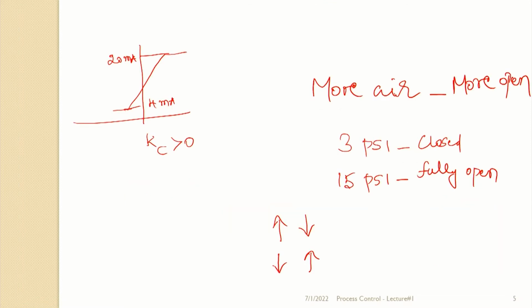Similarly, you just think about the other case. Suppose the valve is an air to close valve. What is the meaning of air to close valve? When the supply pressure is increased from 3 to 15 psi, the valve gets closed.